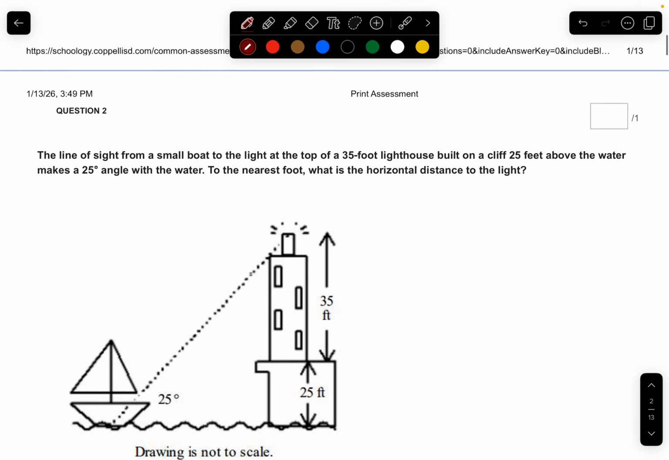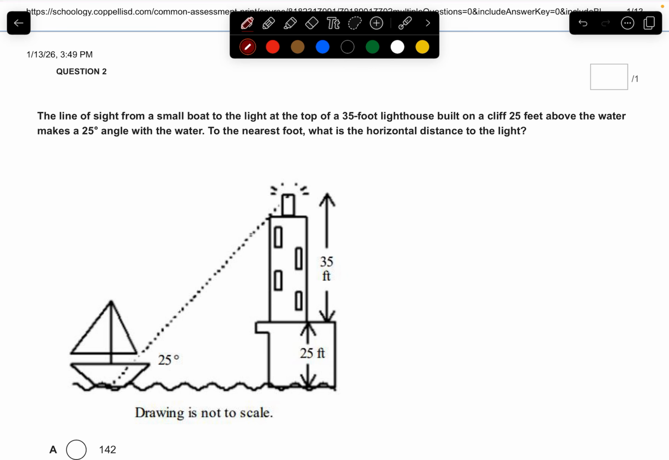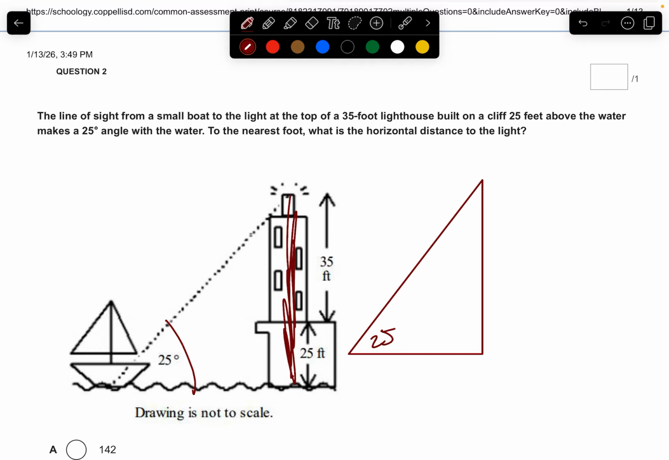Moving on. The line of sight from a small boat to the light at the top of a 35-foot lighthouse built on a cliff 25 feet above the water makes a 25-degree angle with the water. So we've got a triangle going on. We basically have a 25-degree angle with the water. We have 35 plus 25, so this side is 60. And it says to the nearest foot, what is the horizontal distance?